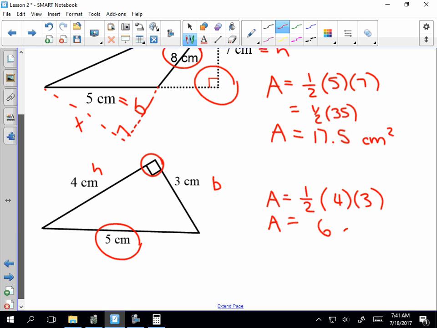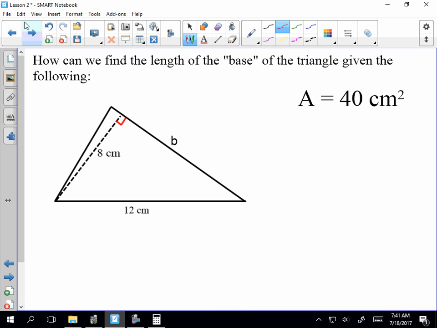Okay, and I should always include my units of centimeters squared. Now trying to find the length of the base. So now we're trying to find this distance B, and remember, whenever they take one measurement away, they have to give us another measurement. So we have 3 variables here, and we need 2 of the 3 to be able to solve the problem.